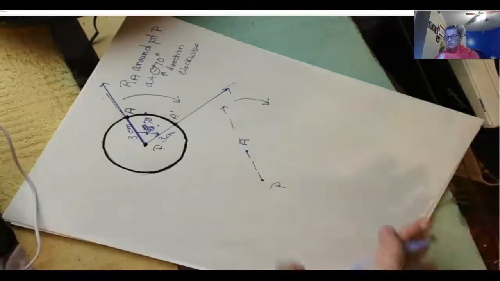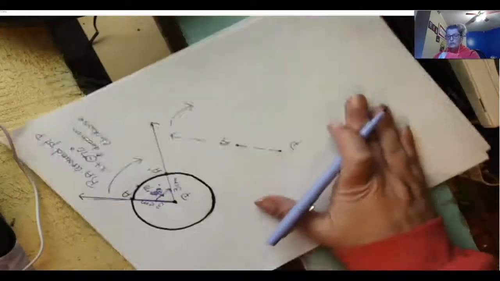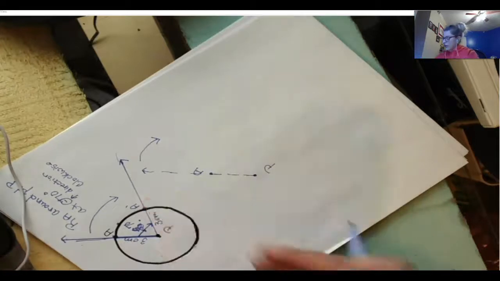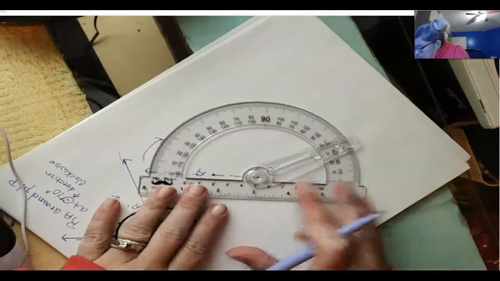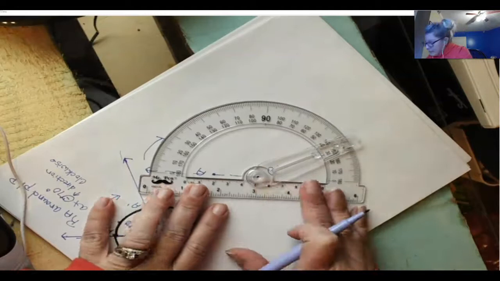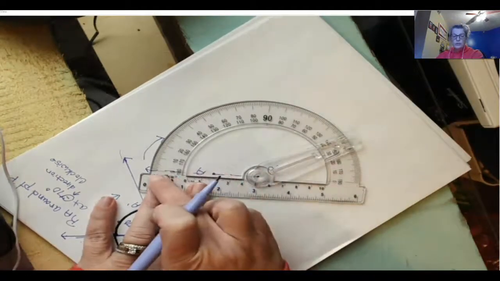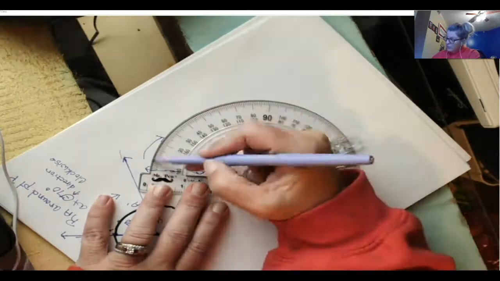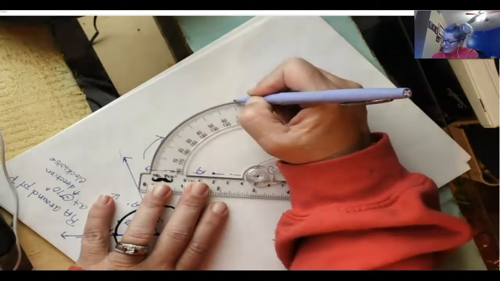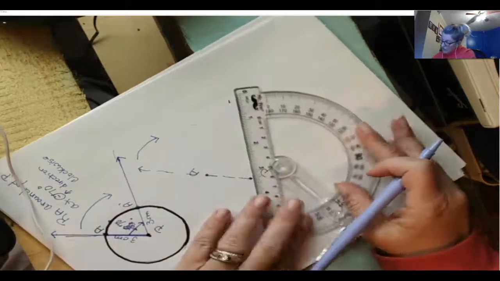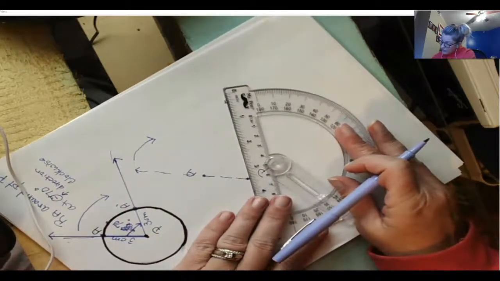So I'm going to turn it so that I can use my protractor better. This is the vertex of my ray. So I'm putting my vertex on my bullseye, making sure that it's going through the 0. I'm going to go around 70. There's 70 degrees. So I know there's my 70-degree angle.